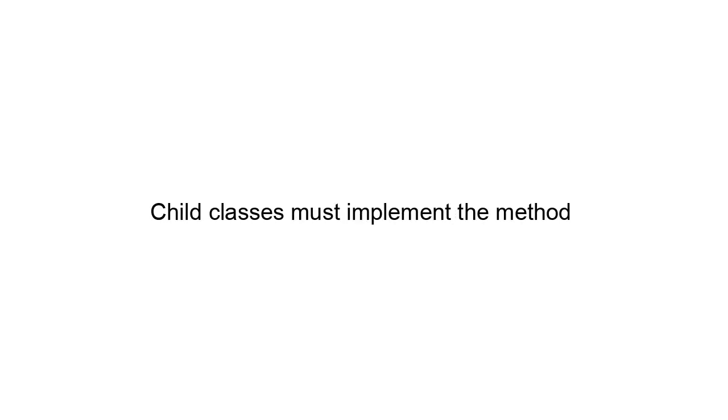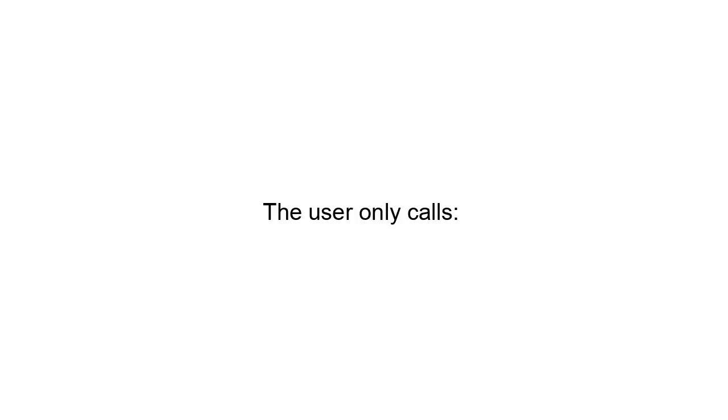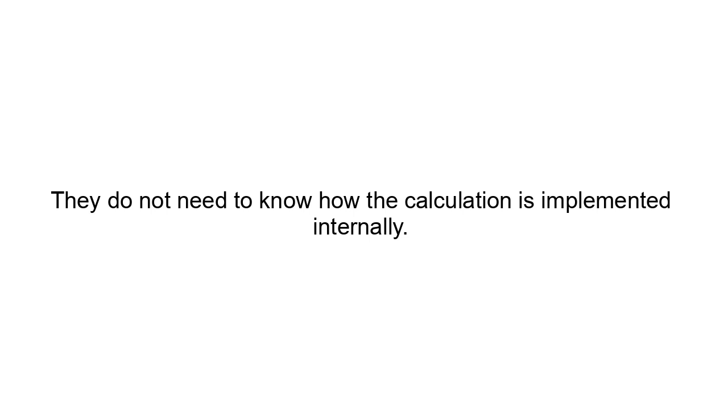Explanation. Shape is an abstract class. Area is an abstract method. Child classes must implement the method. The user only calls area. They do not need to know how the calculation is implemented internally.